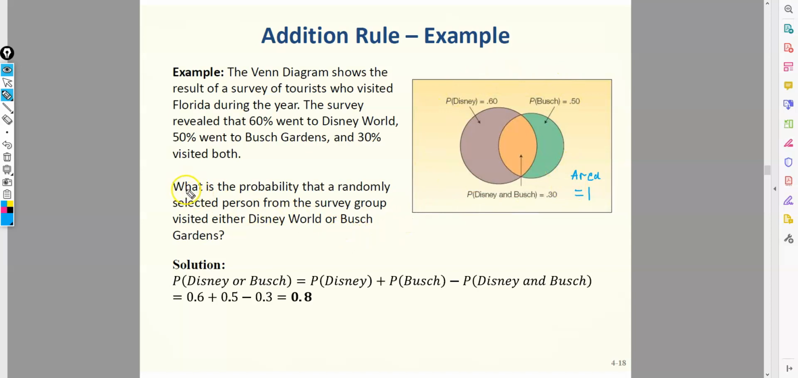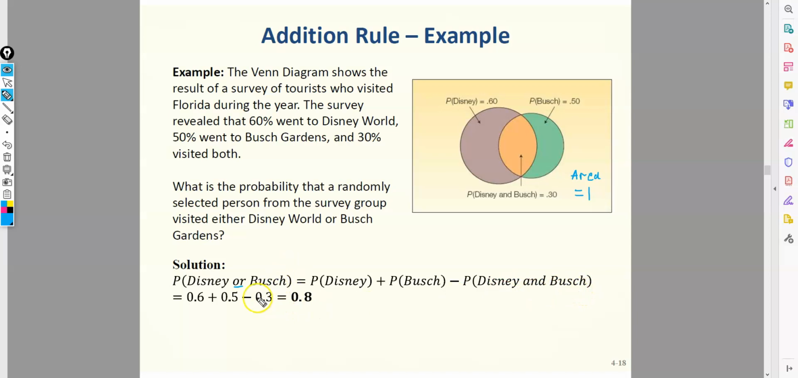Now we have this question to answer. What is the probability that a randomly selected person from the survey group visited either Disney World or Busch Gardens? So we just have to apply the addition rule here. Probability of Disney or Busch Gardens is probability of having visited Disney plus probability of Busch Gardens minus the probability of visiting Disney and Busch Gardens.